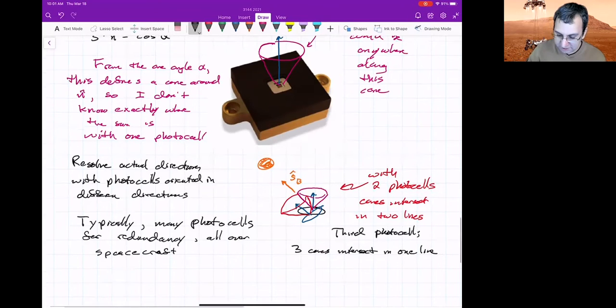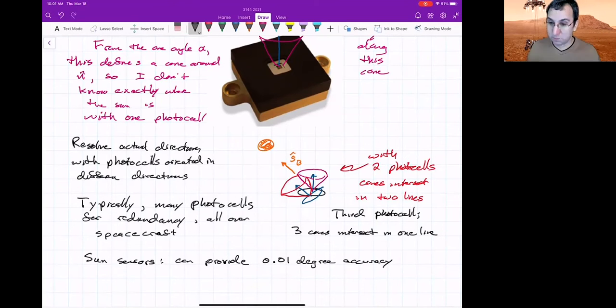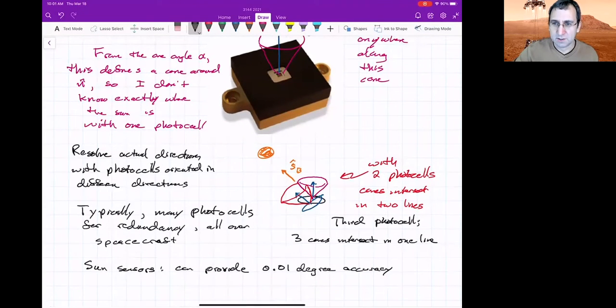The advantage is that these sun sensors are sort of the standard in terms of accuracy. They can provide 0.01 degree accuracy, which means it's very good. And they're usable anywhere because you can see the sun anywhere, meaning even large orbits, large altitude orbits. So that's a sun sensor.